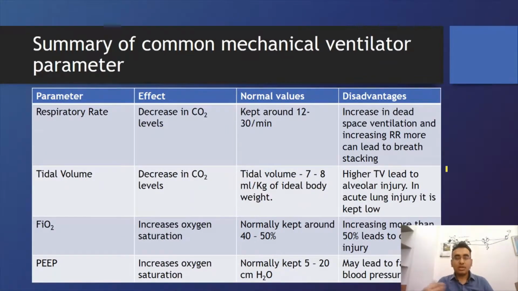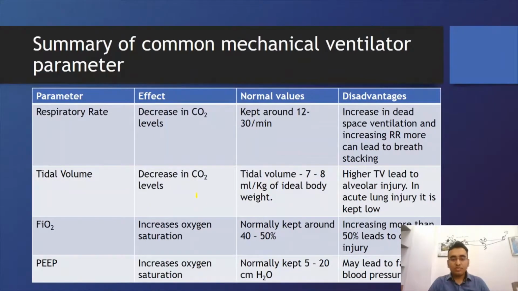Inspiration lasts about 1 second, and you have around 2 to 2.5 seconds for a normal expiration, and it takes time because it's a passive process. You are not requiring energy out of it. So again, if you increase the respiratory rate too much, you can lead to breath stacking, and dead space ventilation increases. When you ventilate more, there's a dead space of 150 ml, which is the part of the air in the trachea that is not actually helpful in gas exchange. So that increases. That is known as dead space ventilation.